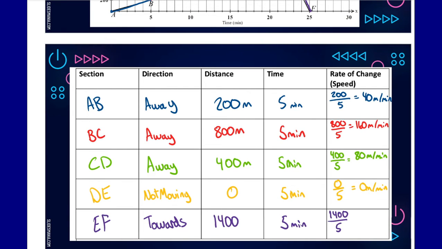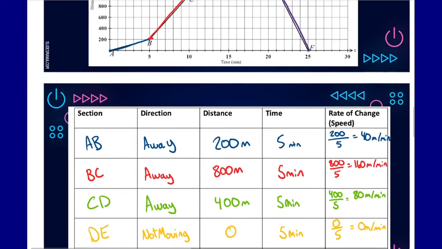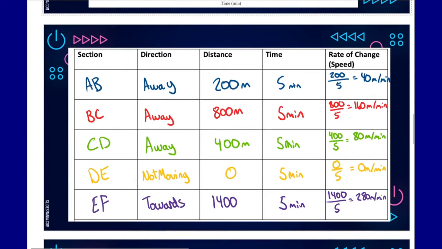1,400 divided by 5 is 280 meters per minute. So which is incredibly fast. So maybe he got a ride from someone or he jumped on a bike or who knows what the case is. But that was his speed for the final segment.